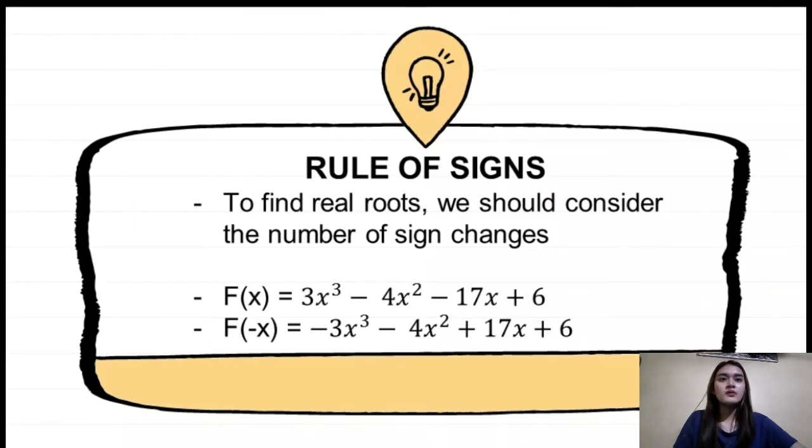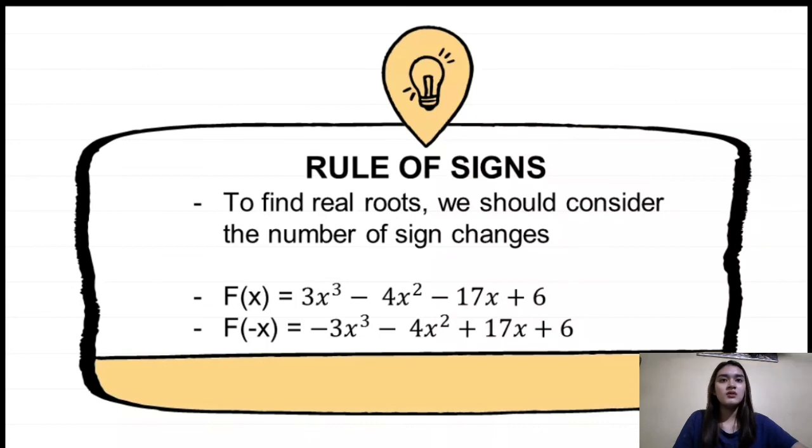Next is Descartes' rule of signs. To find real roots, we should always consider the number of sign changes. But first, we need to learn that there are two kinds of real roots, which are the positive real roots and negative real roots. And this Descartes' rule of signs states that the number of positive real roots is equal to the changes in sign in f(x), while the number of negative real roots is equal to the changes in sign in f(-x).